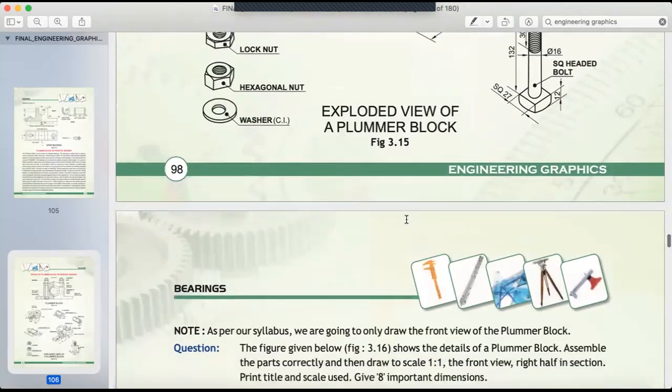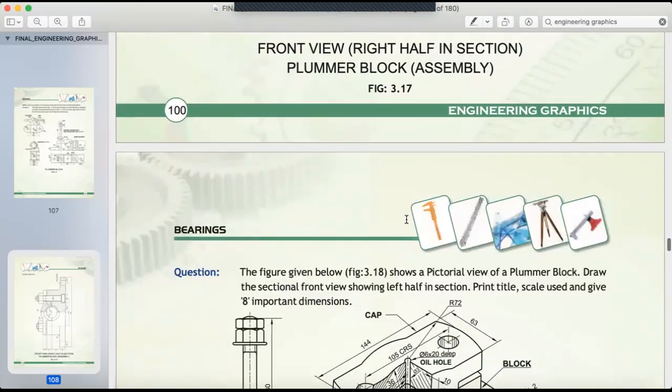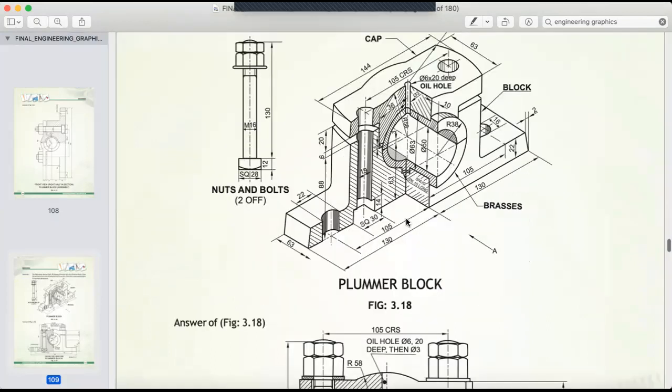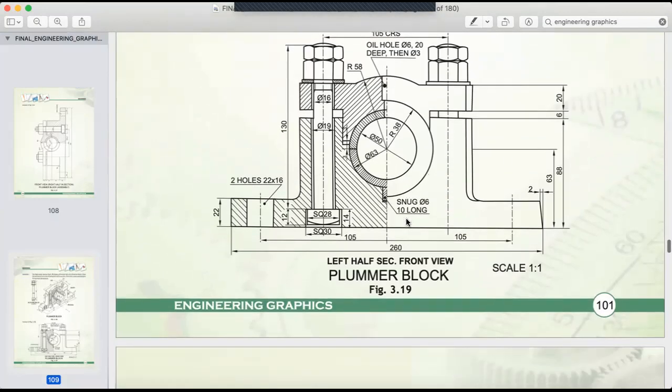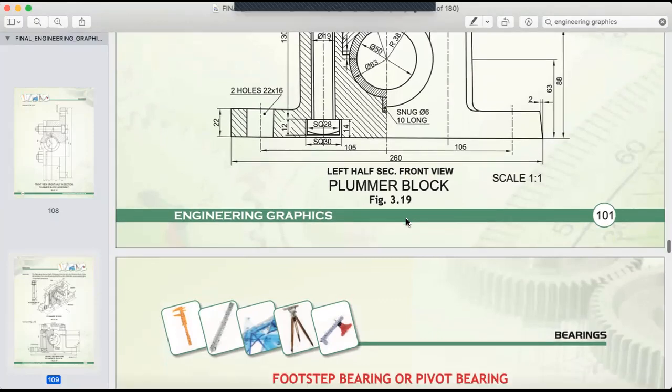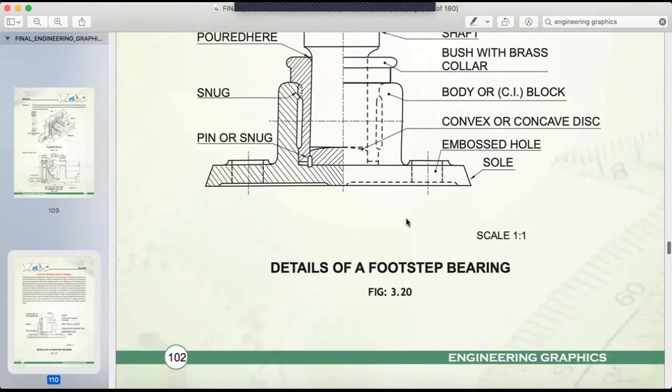Then we don't have this plummer block and footstep bearing. This book is actually very old. It is from 2004 publication. So they haven't revised it in terms of the new portion, and the new portion they have reduced a lot. So you just check the portion and study from this book.